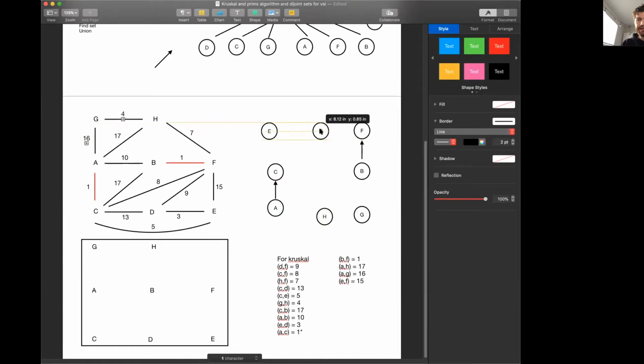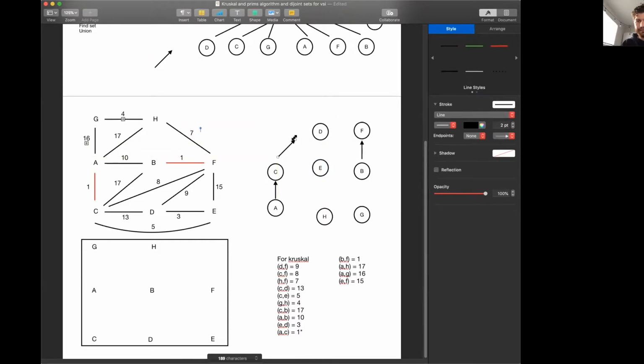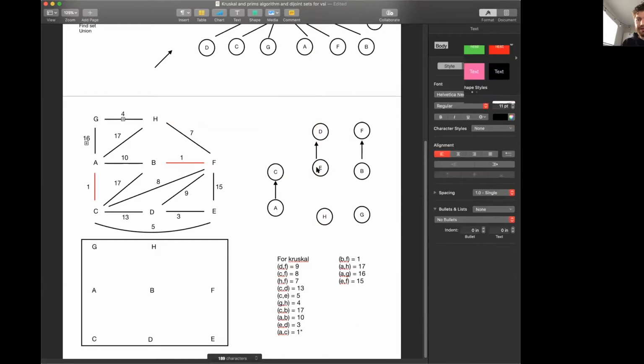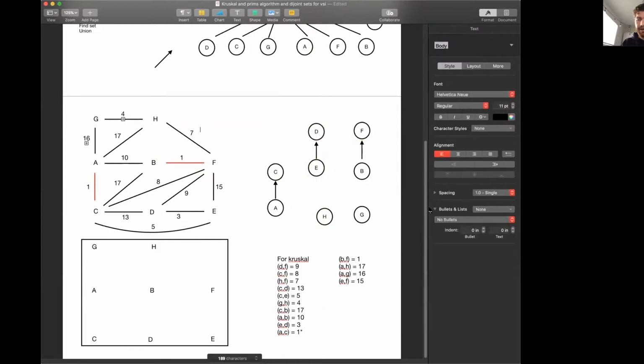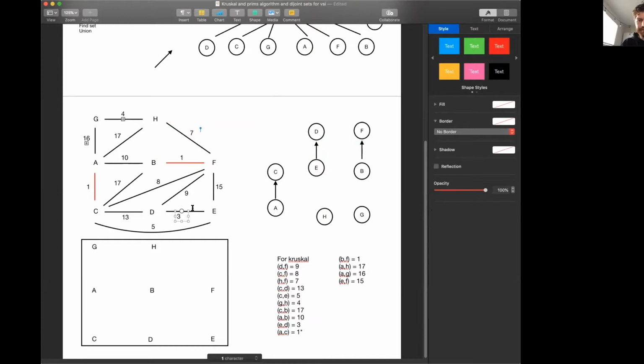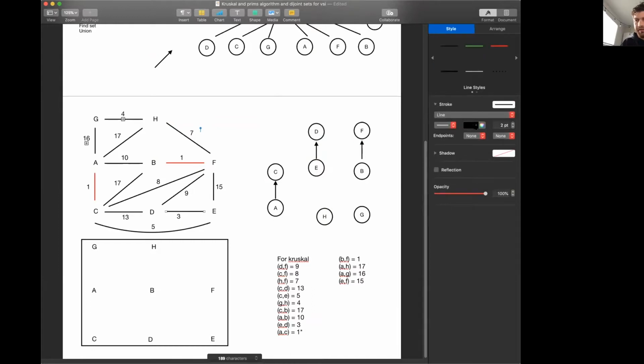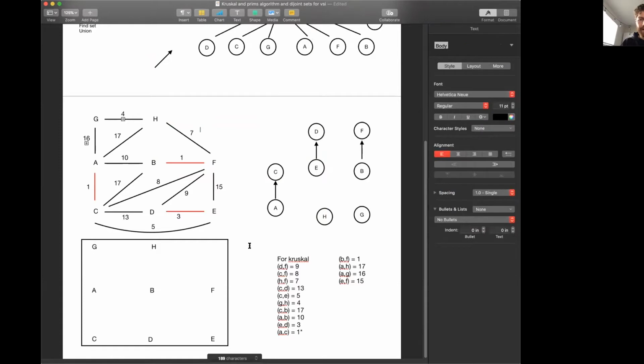In this case, since D came second, D becomes the parent. So E will point at D as the root of its disjoint set. This edge caused the union, so I'm going to highlight it too. All right, so what's the next edge?